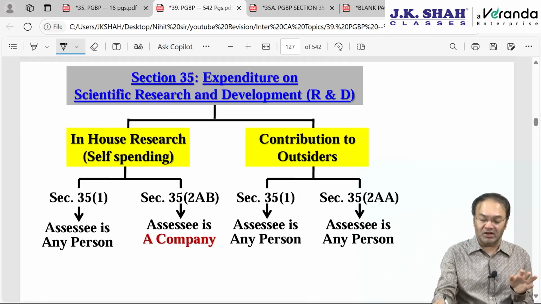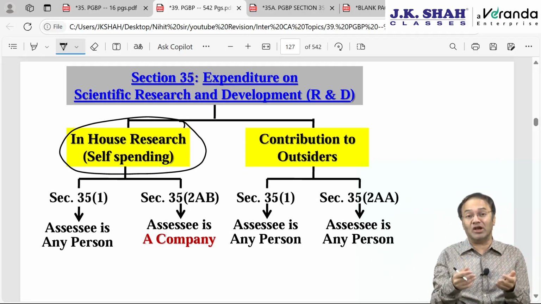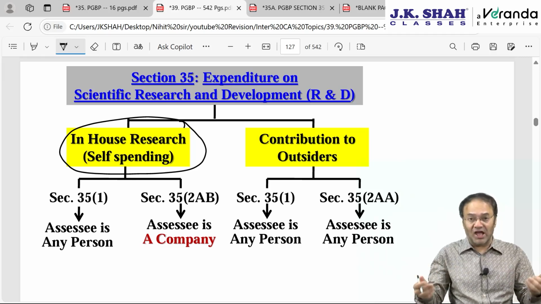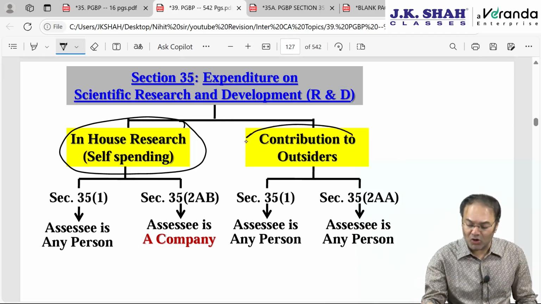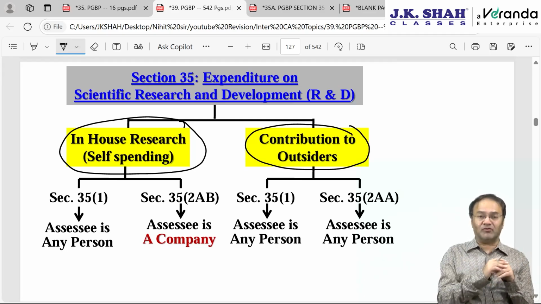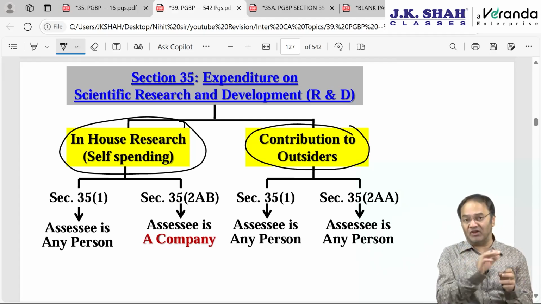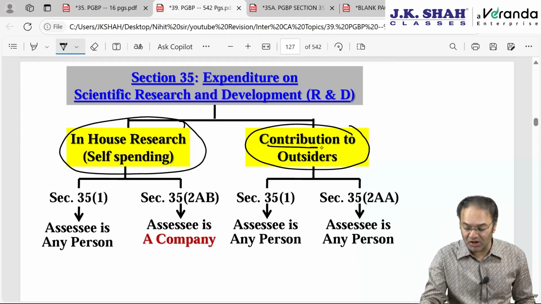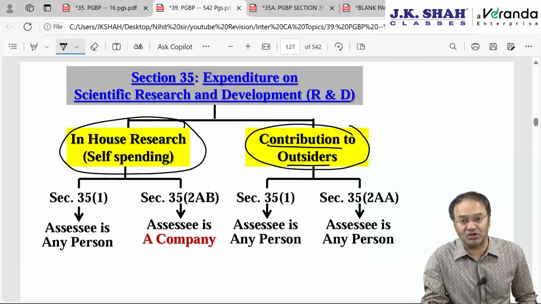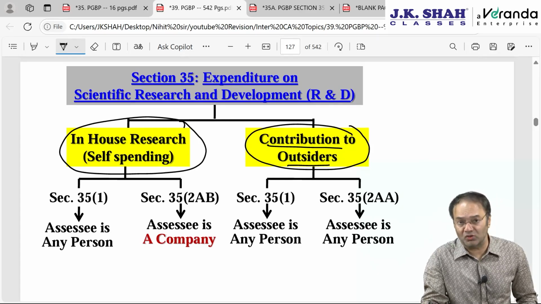It's divided into two categories. Number one, in-house research, that is self-spending, where the assessee has his own laboratory or some place to carry out the scientific research. And second, contribution to an outsider. Take a person like me, I am in the teaching line, which is PGBP income for me, professional income, but I don't have my own laboratory and I want some scientific R&D to be carried out. Then under this part 2, I can contribute to a research association, IIT, certain colleges or universities or educational institutions which are specialized in carrying out such research and which are approved by the income tax department to carry out scientific R&D.